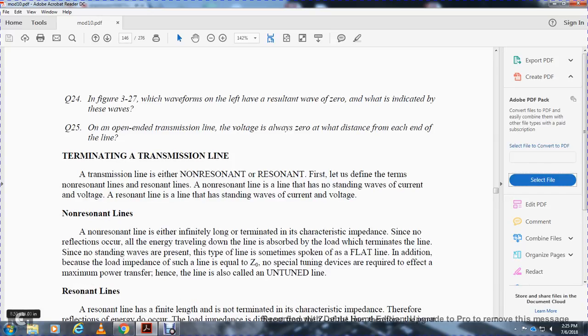Nonresonant lines are either infinitely long or terminated with the characteristic impedance, so there is no reflection of the energy traveling down the line. The load absorbs the energy at the termination of the line, so there are no standing waves present. This type of line is sometimes called a flat line. In addition, the load impedance at the end of the line is equal to the characteristic impedance, and no special tuning devices are required to effect maximum power transfer, hence the line is called an untuned line.